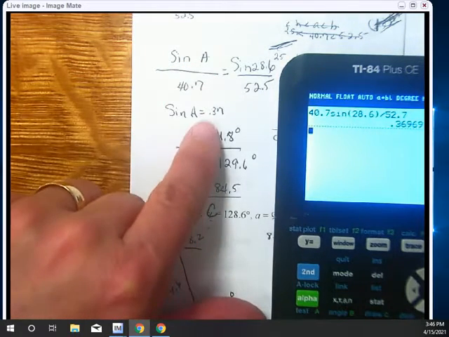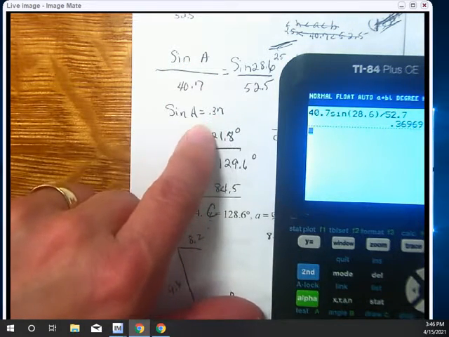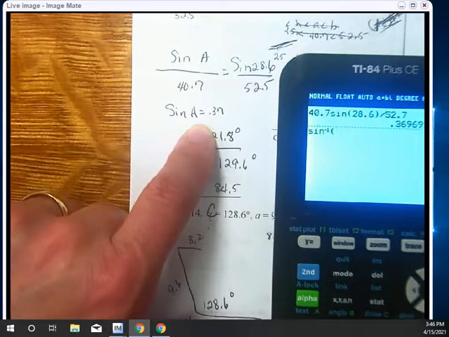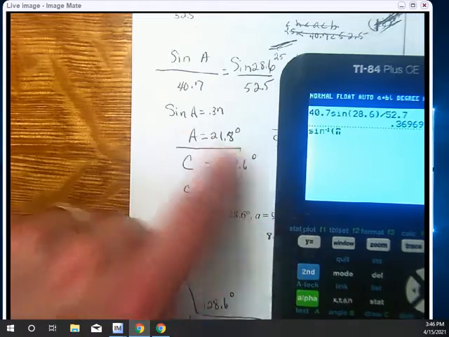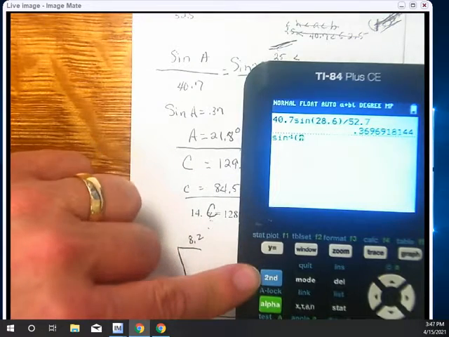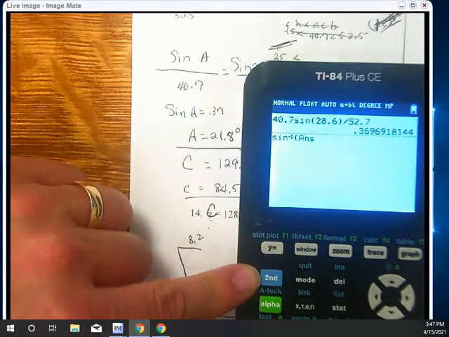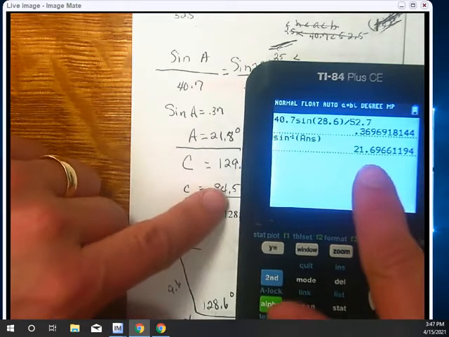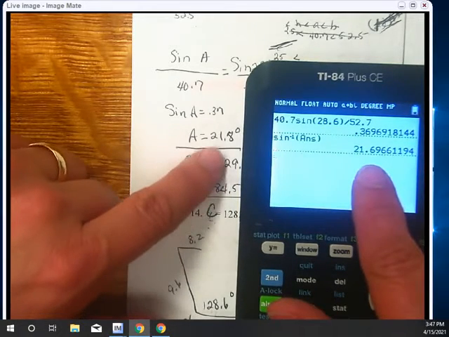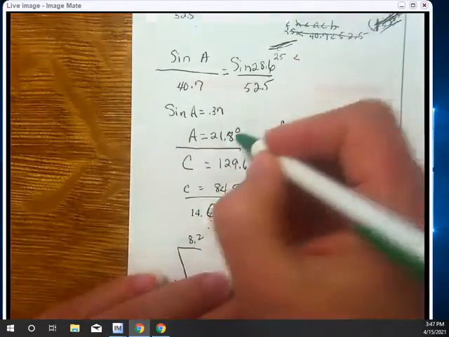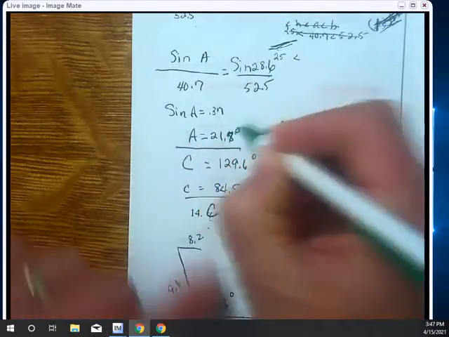Now remember, we're looking for the angle A, so I need to find the inverse, which is second and the sine button on my calculator. And instead of typing those crazy decimals, I'm going to just use the answer key, which is second and the negative key, and that gives me my answer. Rounding to the nearest tenth, I see that I have 21.7 degrees.